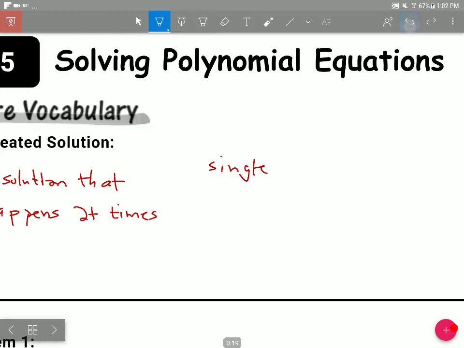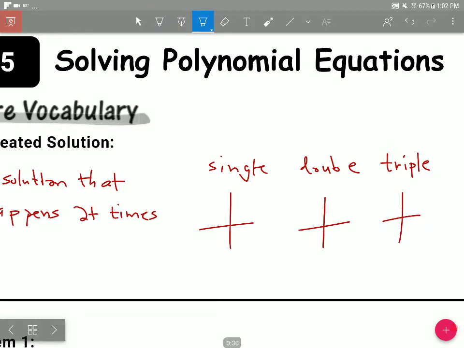Yes, and that says double, believe it or not. D-O-U-B-L-E versus a triple root. What's up? You forgot the L. D-O-U-B-L-E. There you go. Feeling better?